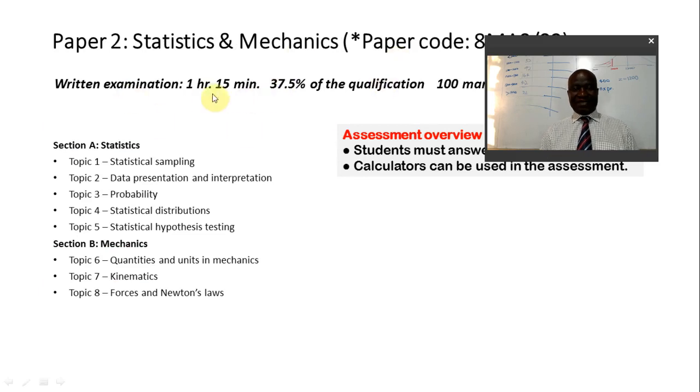This is examined in 1 hour 15 minutes and it comprises 37.5% of the qualification, as much as it is marked out of 100. Statistics comprises of statistical sampling, data presentation and interpretation, probability, statistical distributions, and statistical hypothesis testing, whereby we'll be dealing with things like null hypothesis and alternative hypothesis.